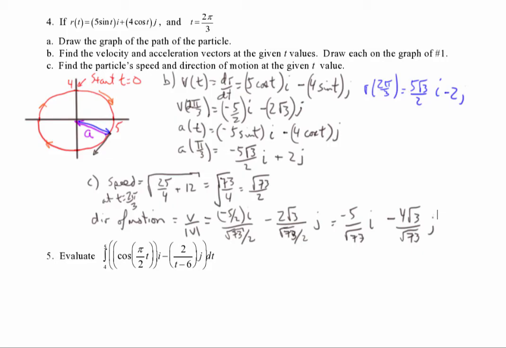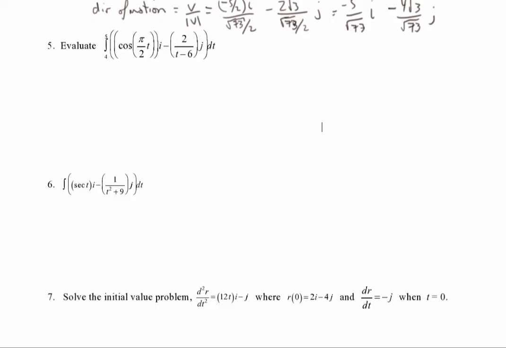Let's go on to number 5. I think you'll find these to be pretty simple, because all we're doing is when we integrate the entire vector, you're going to integrate each part by itself. So we'll have the integral from 4 to 5 of cosine of pi over 2 t dt, and that is our i component, and the exact same thing, integral 4 to 5 of 2 over t minus 6 dt j. So we integrate each one of those separately.